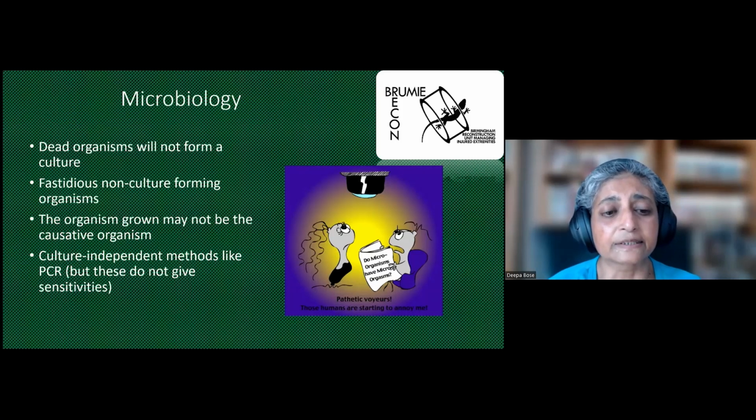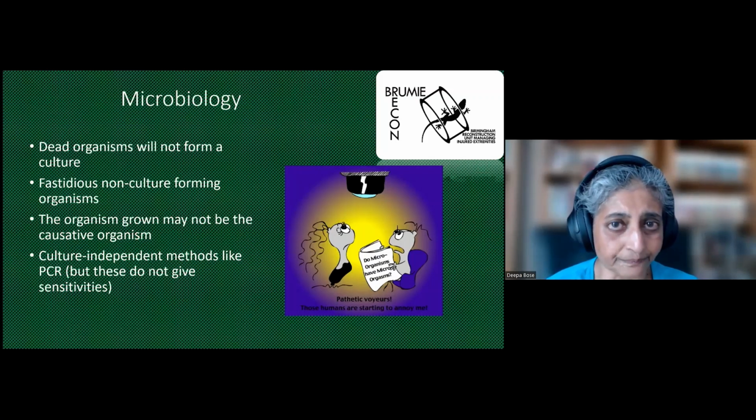And there are other methods, apart from culture, like PCR. So that doesn't rely on having a living organism. Even if you have dead organisms, it will identify the organism. But the problem there is that it doesn't give you the sensitivities. You need a living culture to get sensitivities.